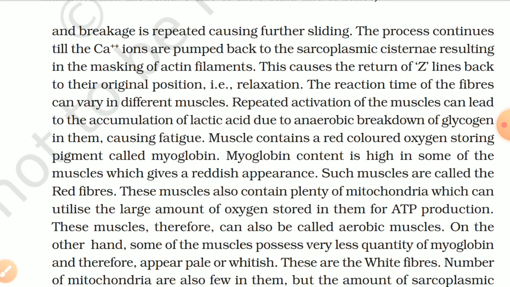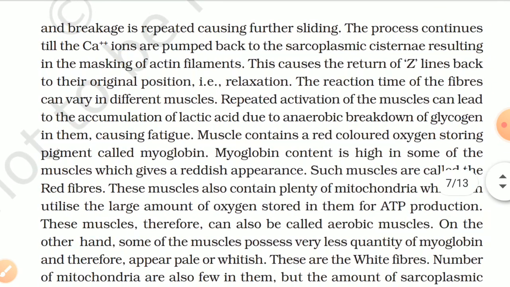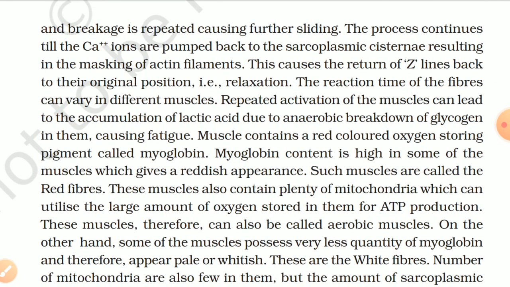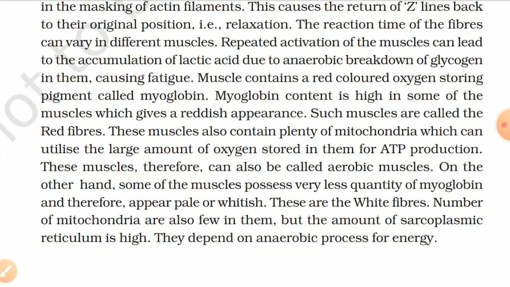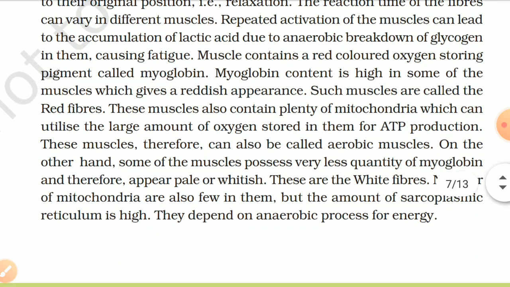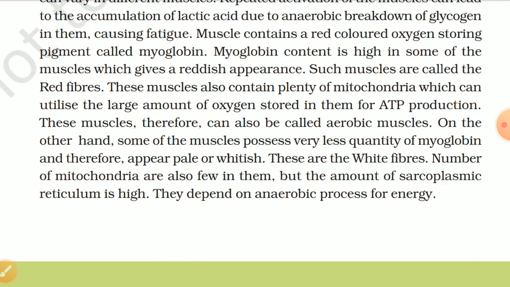The reaction time of the fibers can vary in different muscles. Repeated activation of the muscle can lead to the accumulation of lactic acid due to anaerobic breakdown of the glycogen in them, causing fatigue. Muscle contains a red colored oxygen-storing pigment called myoglobin. Myoglobin content is high in some of the muscles, which gives a reddish appearance. Such muscles are called red fibers. These muscles also contain plenty of mitochondria, which can utilize a large amount of oxygen stored in them for ATP production. These muscles can therefore also be called aerobic muscles.